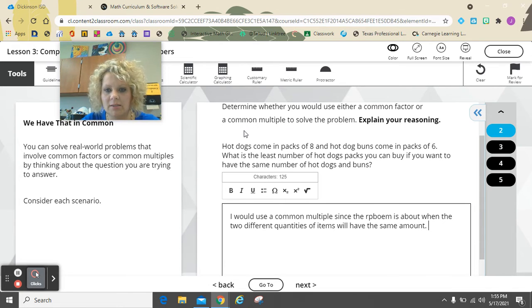So we're talking about hot dogs and hot dog buns. So we would use the common multiple because the problem is referring to, I misspelled that, sorry guys, is referring to two different quantities, but we want to make sure that we have the same amount. So if they're asking if they have two different quantities, so we have 8 packs of hot dogs and 6 hot dog buns, we have different quantities, but we want to know how much or how many we need of the same. So if we're talking about different numbers or different quantities, but we want the same amount, then we would use common multiples. Okay.